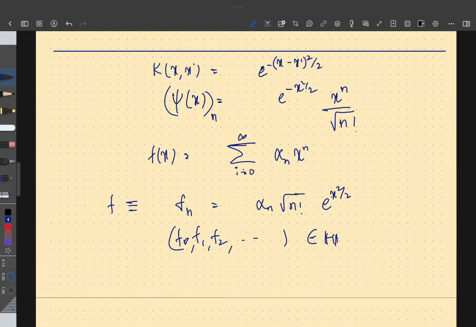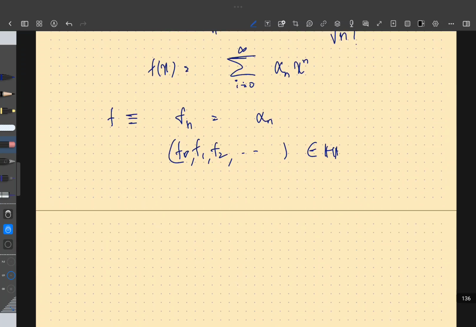So yeah, I need a representation that does not depend on x. I think f would just be the alpha and the n factorial part would be the kx. Let me see. Well, basically what I want is that e to the power minus x square by 2, x to the power n. Okay, let's see what happens.